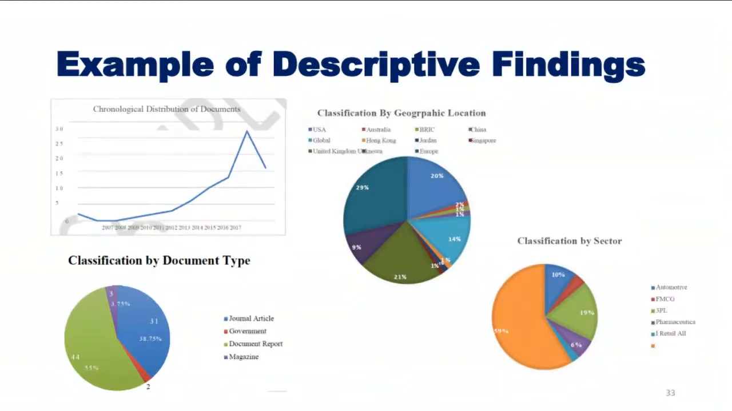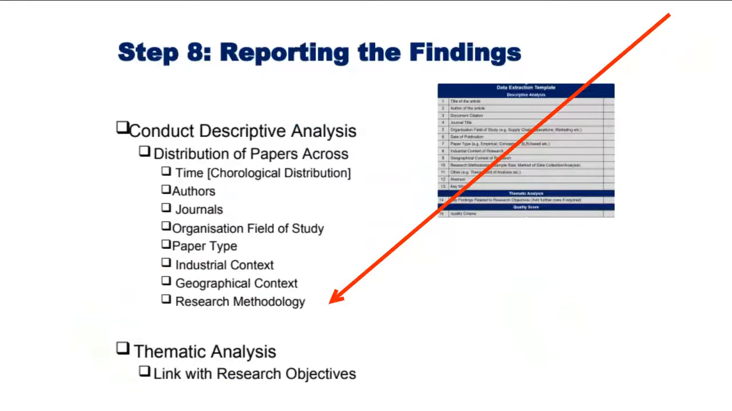This type of analysis is very quick to do, but you have to record everything in an Excel spreadsheet, where you will have these 8 fields in one column. And then in the next 60 columns, you will have one column for each of the articles. You will populate those articles, and then you will create the descriptive findings section or chapter.